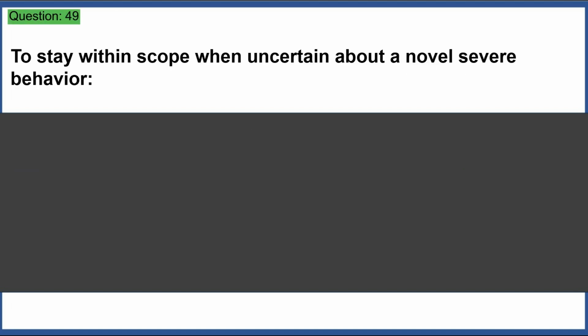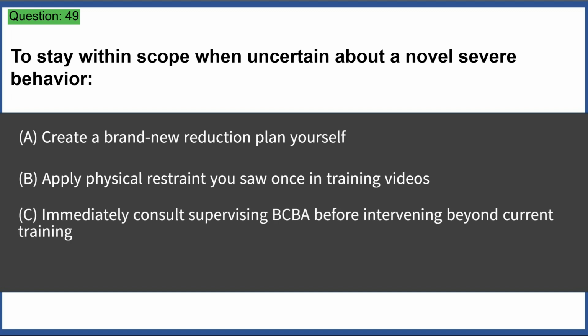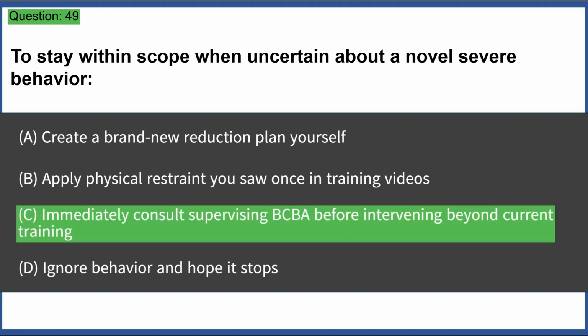To stay within scope when uncertain about a novel severe behavior. A. Create a brand new reduction plan yourself. B. Apply physical restraint you saw once in training videos. C. Immediately consult supervising BCBA before intervening beyond current training. D. Ignore behavior and hope it stops. Answer C. Seek supervision.